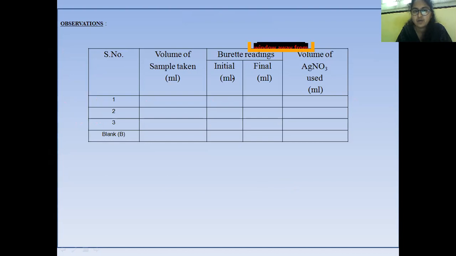So now the volume of sample taken. How much sample is taken? 20. And what is the initial value before starting the experiment? Initial value will be 0. What is the final value after running down the silver nitrate? The value we will find out. And the volume of AgNO3 used. And also the same procedure is repeated. For the blank we use distilled water.